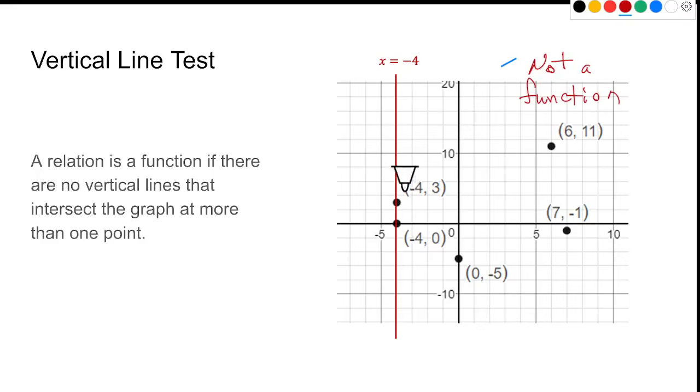And it just takes one bad apple to spoil the whole bunch. Okay, so just this one place. If we took one of these points out, we could have a function, but with those in there, it is not a function. Okay.